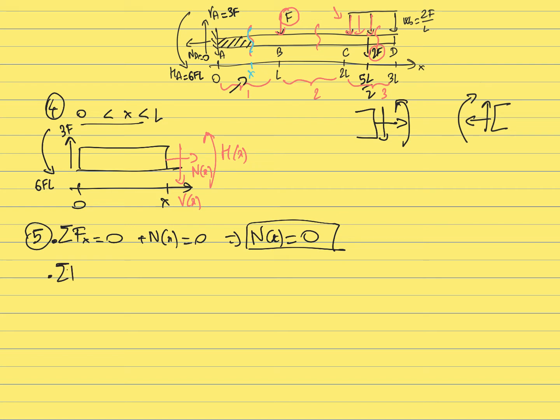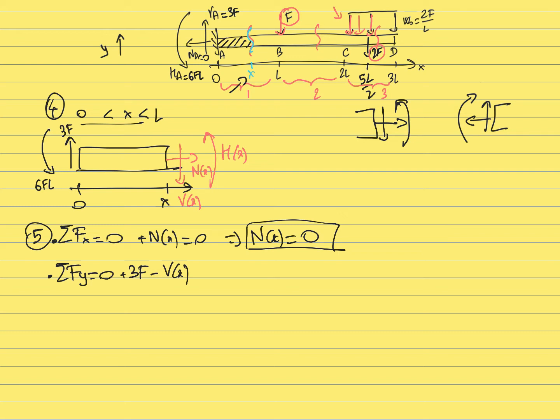So let's move now to the sum of the projection of the forces along the y-axis is equal to 0. What do we have? y is going upward, so we have the force 3F that has a positive projection. We have the internal shear V of x. It's going downward, so it has a negative projection. So here one thing to remember is that we use the sign convention to decide how we want to draw the internal load, the internal shear, or the internal moment.